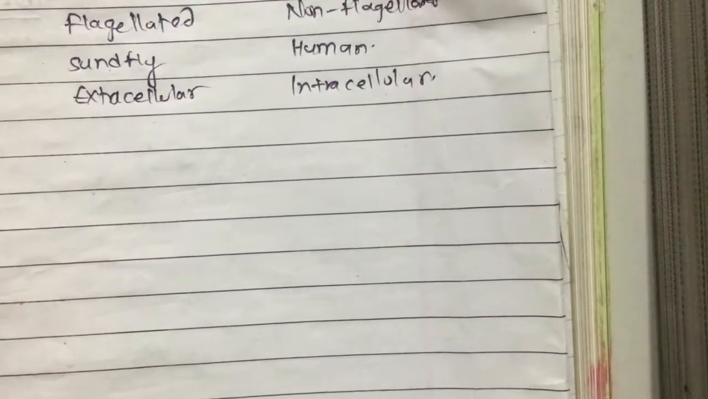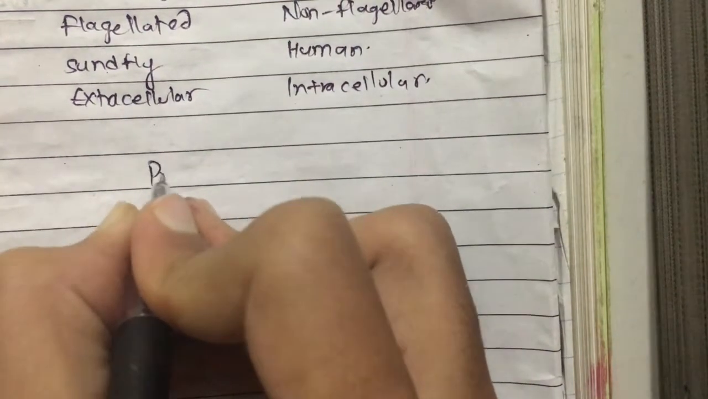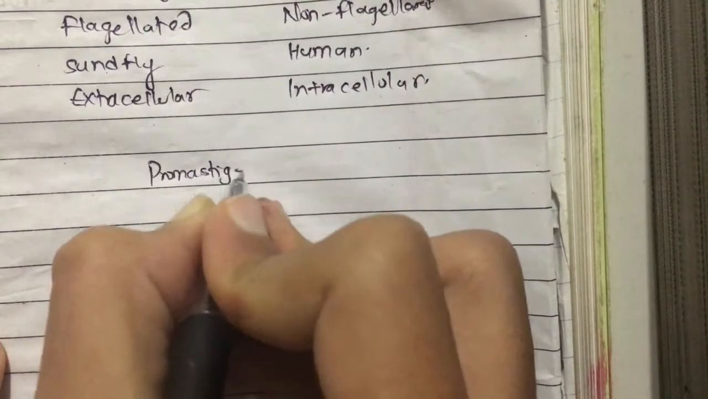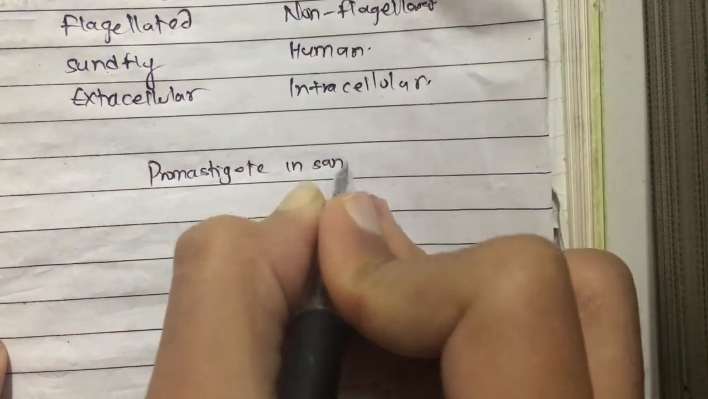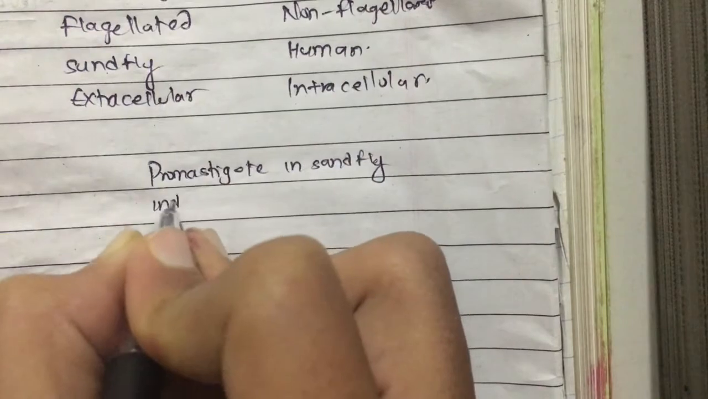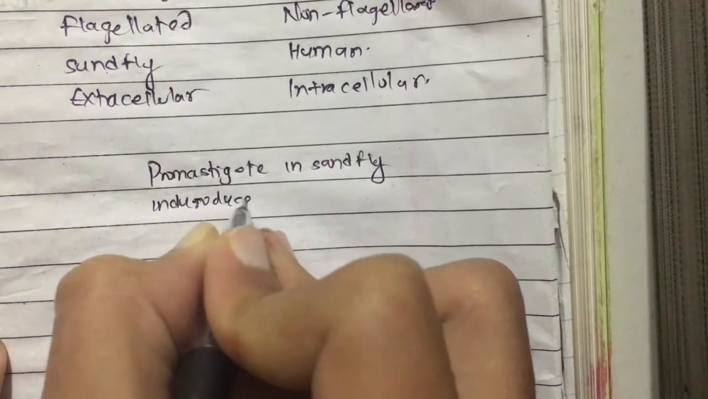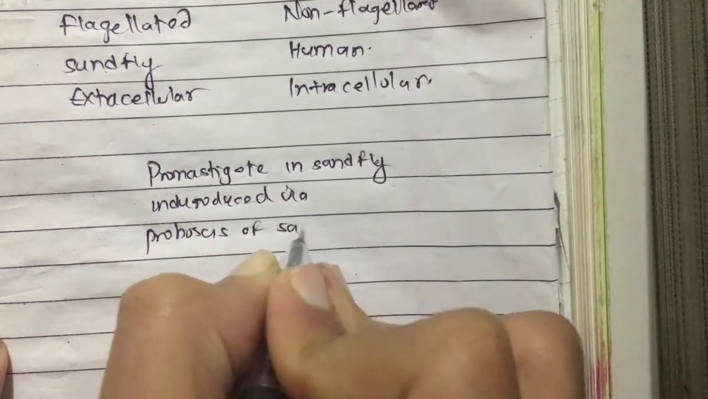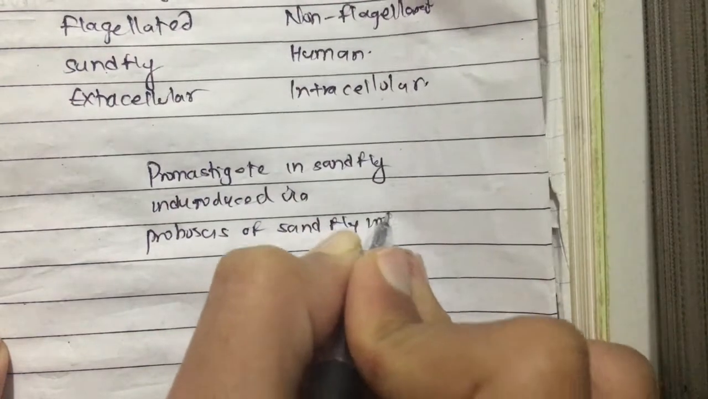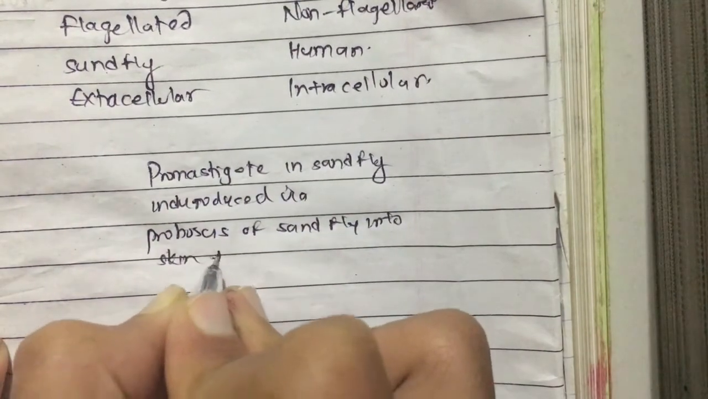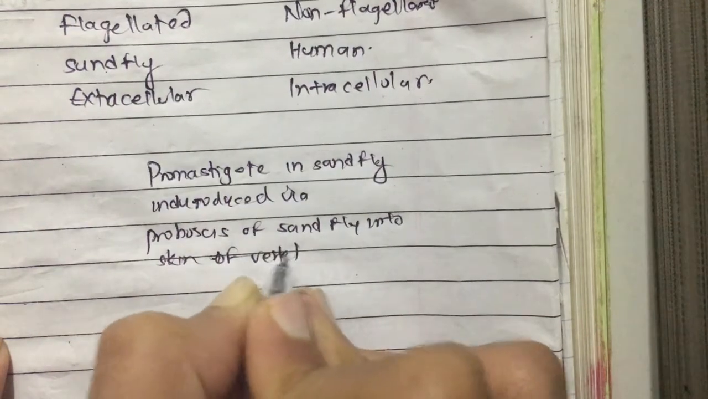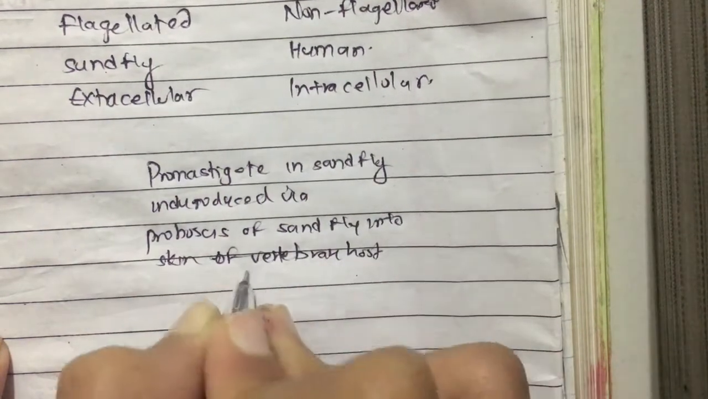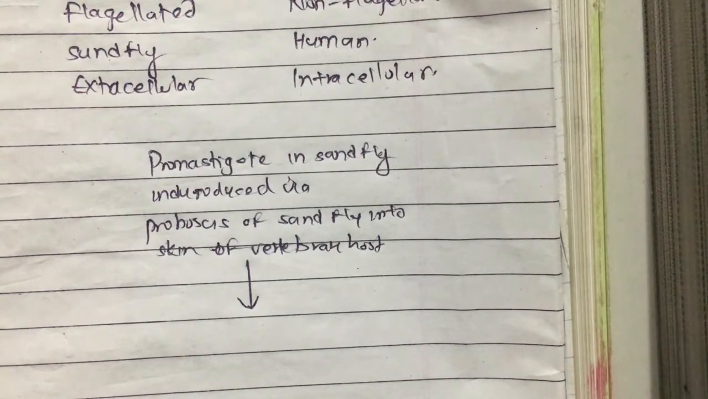In the life cycle, firstly, the promastigotes which are present in the sandfly are introduced via the proboscis of the sandfly into the skin of the vertebrate host. So first the sandfly inoculates the promastigote form into the skin of the vertebrate host.